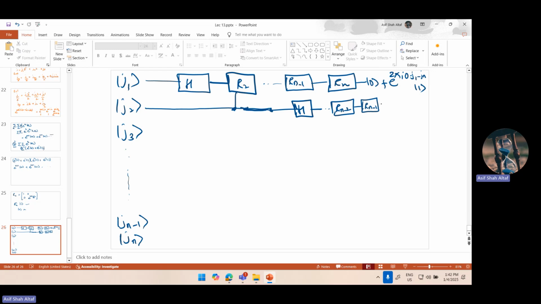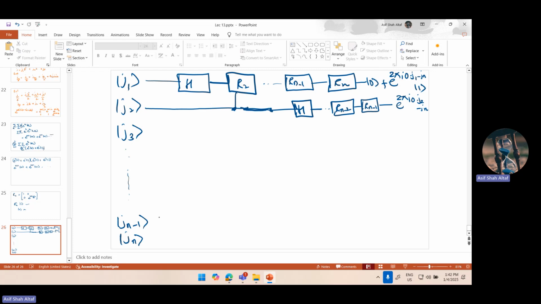Rn minus 1. And then you will have the same thing that's here, but this time in the exponential I will just write the exponential term only. Okay, so there is a 0 added to it and multiplied by 1. So here, this time it will be just 0.j2 to jn. Okay, because j1 is not a part of this bit here in any way.